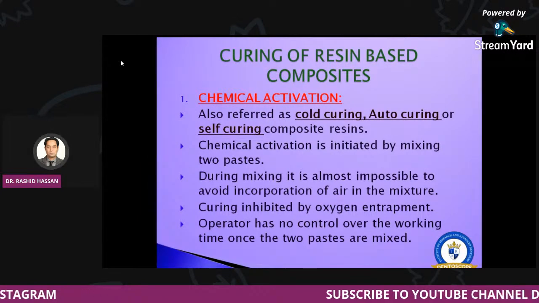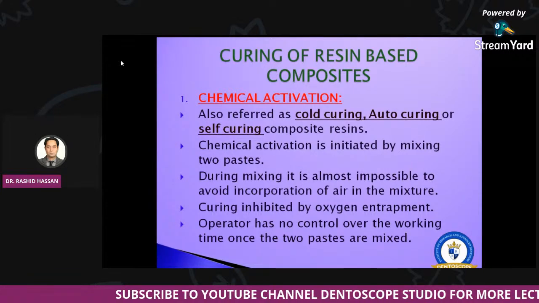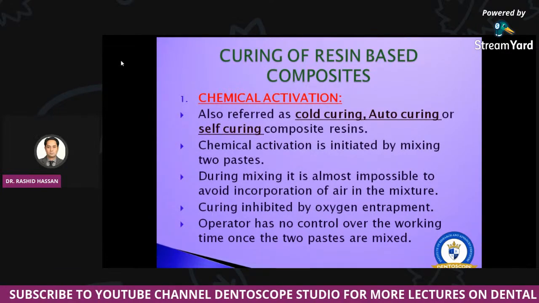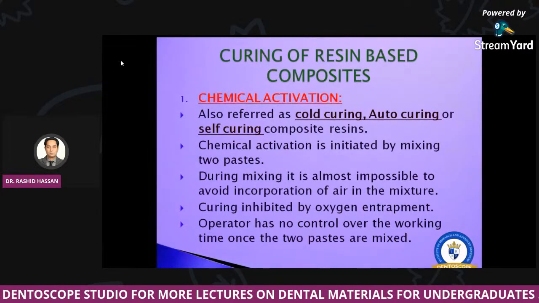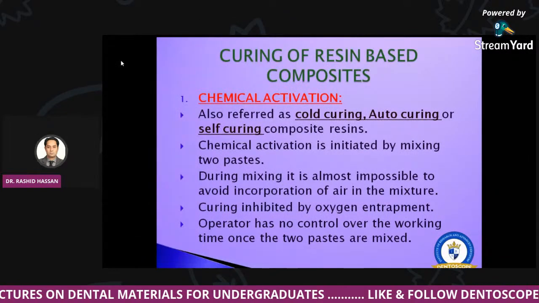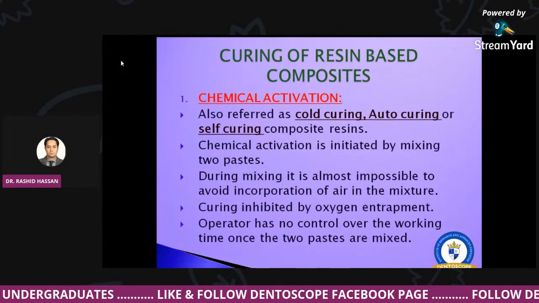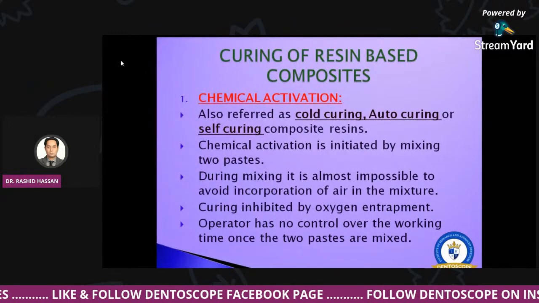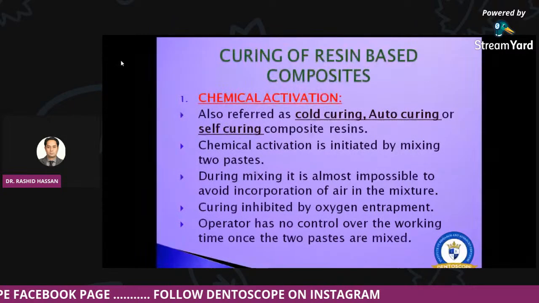So, self cure, cold cure, auto cure. These are the other names of the chemically cured dental composite. The chemical activation is initiated by mixing the two pastes. I told you that the chemically cured dental composite has two pastes, base paste and the catalyst paste. And as soon as you mix, the polymerization reaction starts.